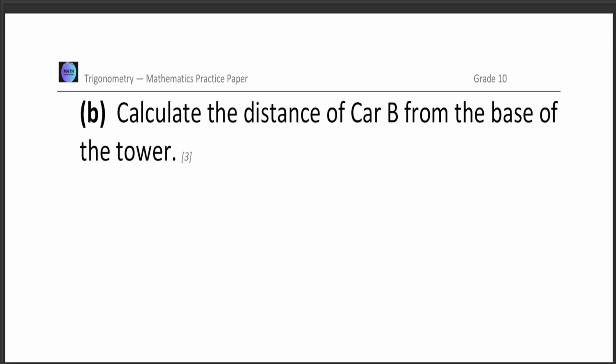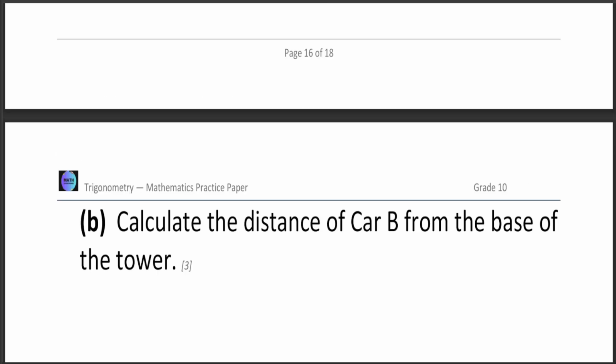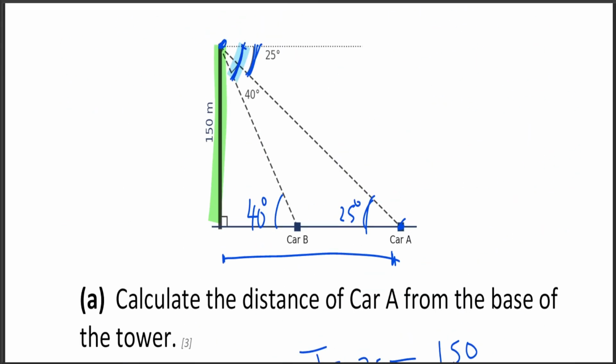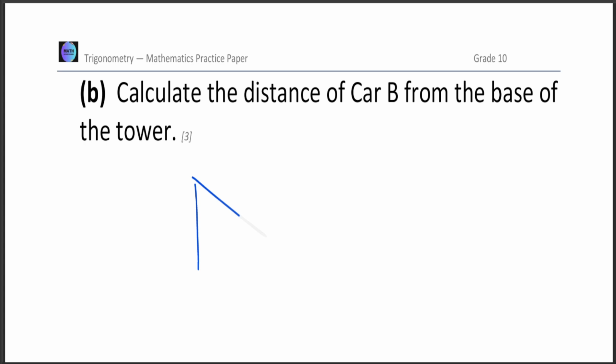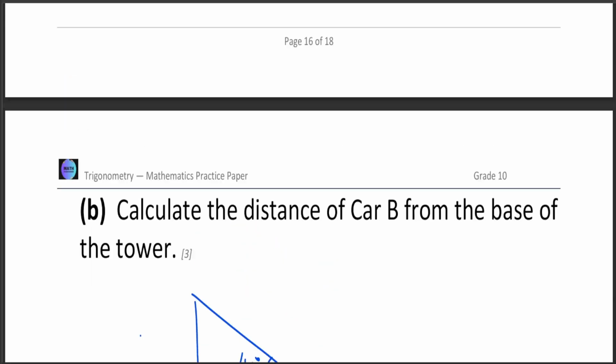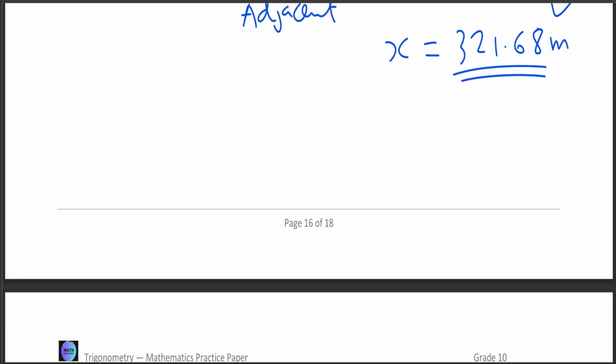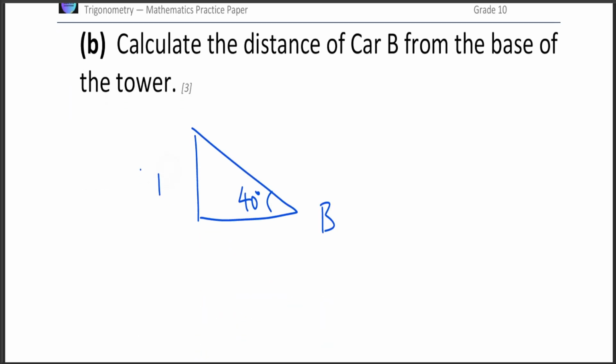What about calculate the distance of car B from the base of the tower? Jo hapa car B ni hii, so tutachora triangle ambao ni hii hapa, ambayo iko na angle ya 40 na tumeambiwa tutafute the distance of this one from the base of the tower. So wacha tuchore. Sawa. So tuchore. So this is car B, the angle is 40 degrees and the height of the tower is still the same, haibadiliki. We know it's 150 meters.